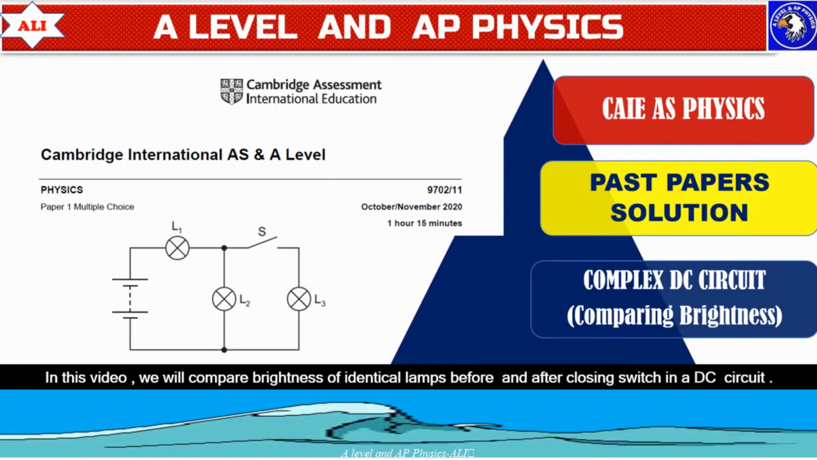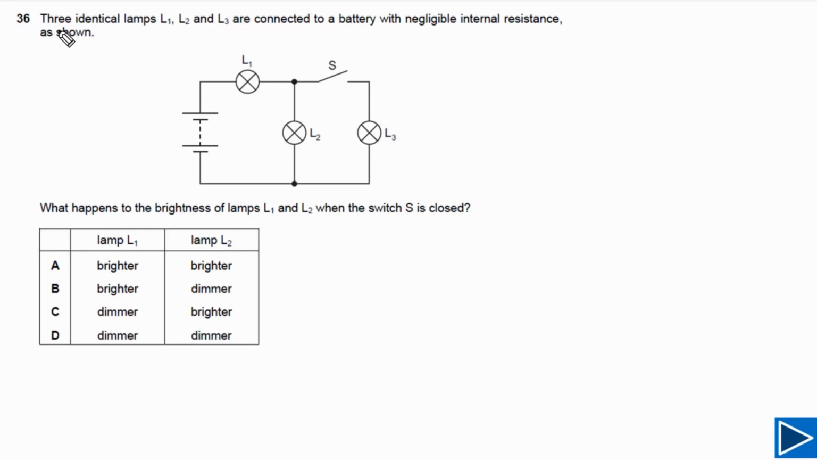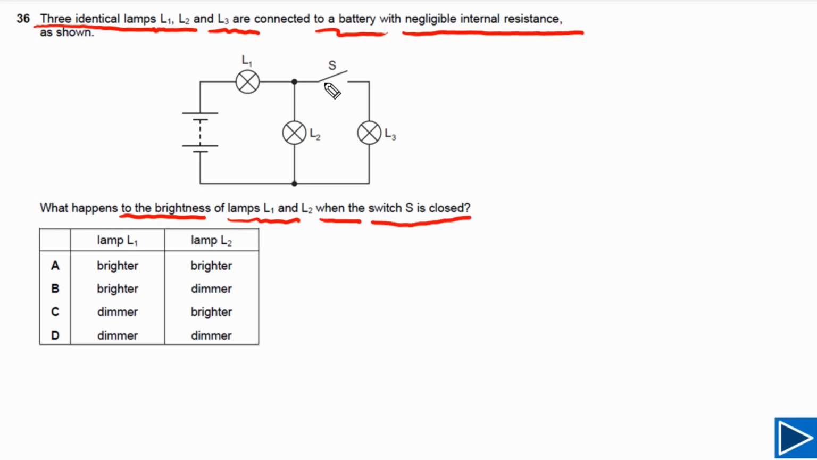This is a typical and very important question to understand complex DC circuits. First of all, let's understand what is given to us. If we read this question carefully, there are three identical lamps L1, L2 and L3. They are connected to a battery and the battery has no internal resistance. What we need to find out is to compare the brightness of lamps L1 and L2 when the switch S is closed.